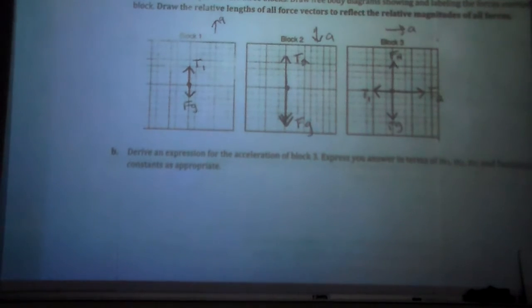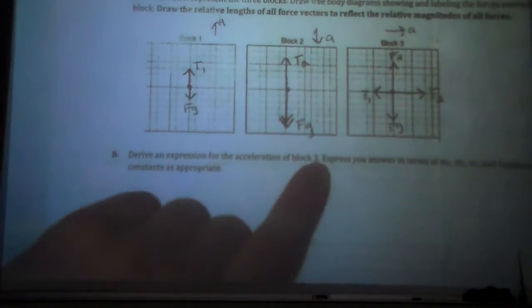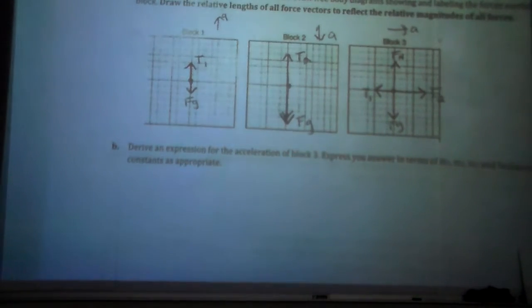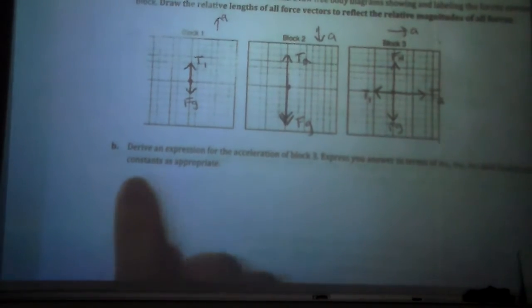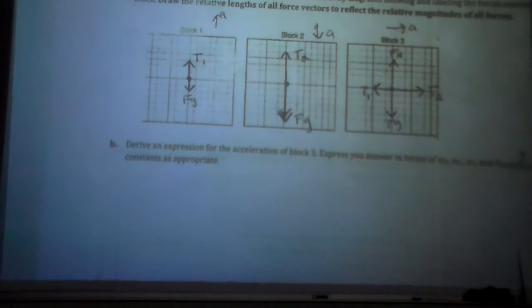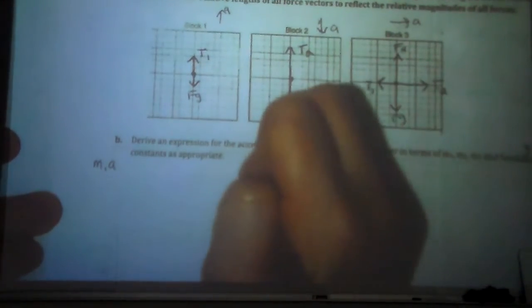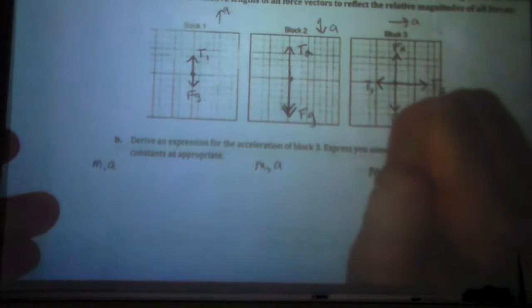All right, deriving an expression for the acceleration of block 3. They all have the same acceleration, so it doesn't matter if it just said of the blocks. And I'm allowed to use the masses, and fundamental constants basically means g, right? Physical constants, fundamental constants. So I'm going to write my F-net equation for each of these. So F-net will be M1A, this one will be M2A, this one will be M3A.